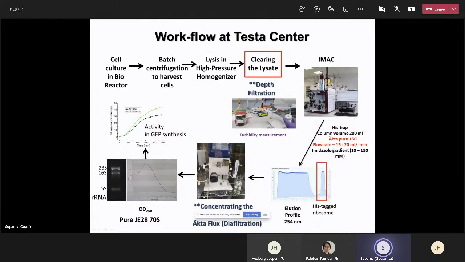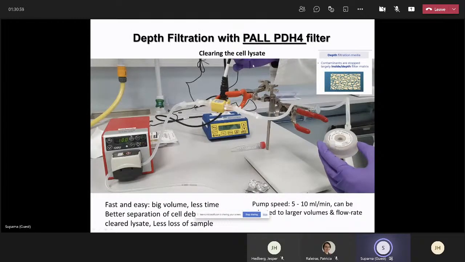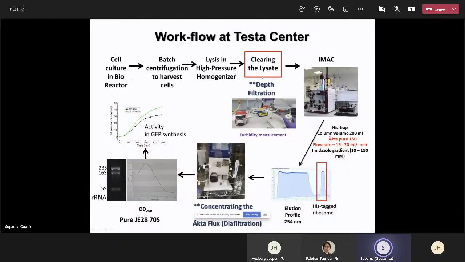Then the cells are lysed, and the next step is clearing the lysate, which is extremely important. In this step, we first use depth filtration using a Pall filter, and I will come to that. Before that, earlier we used to clear the lysate by two rounds of low speed centrifugation, at about 20,000 RPM. And despite that, it could happen that it was not fully cleared, so we needed to pass it through very small lab scale filters in order to clear it up.